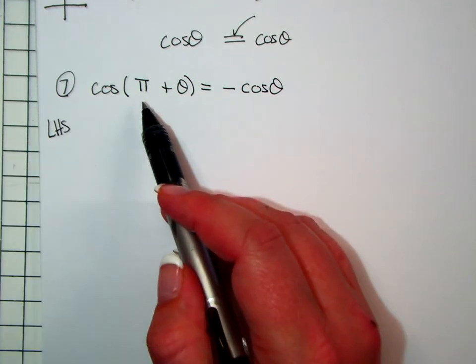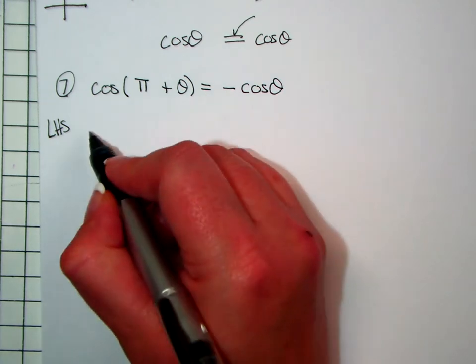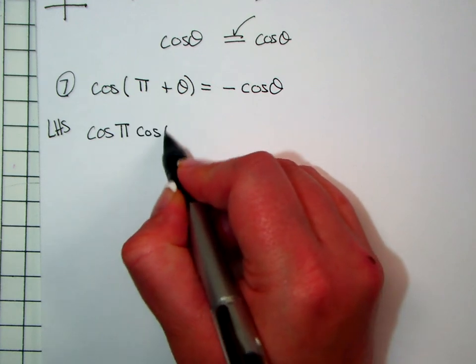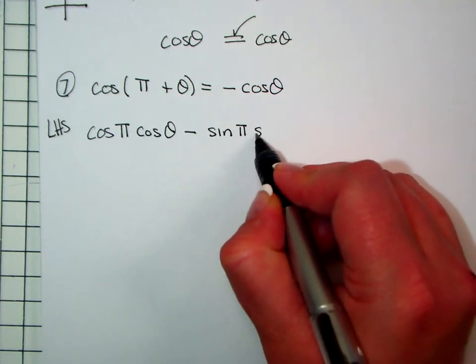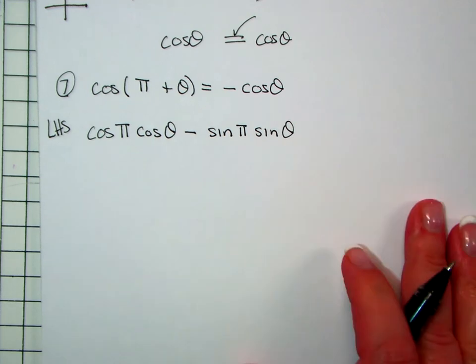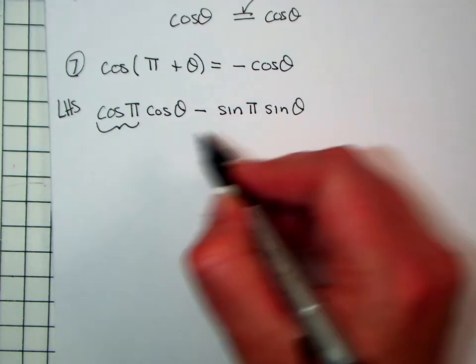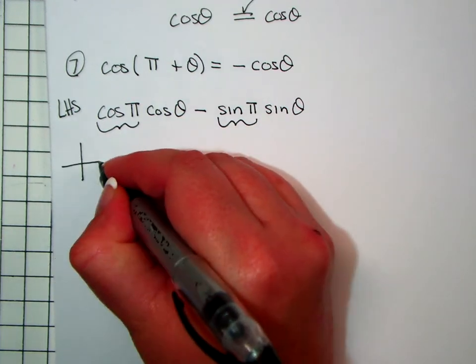The sum formula for cosine is cos cos minus sine sine. So I'm going to do cos cos minus sine sine. Now I need to evaluate cosine of pi and sine of pi.